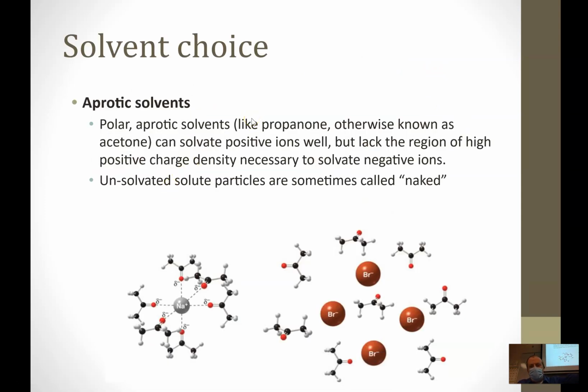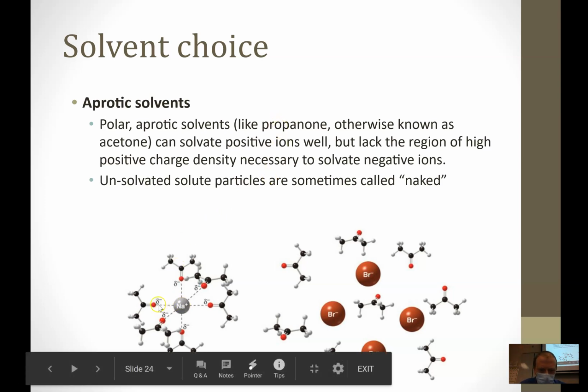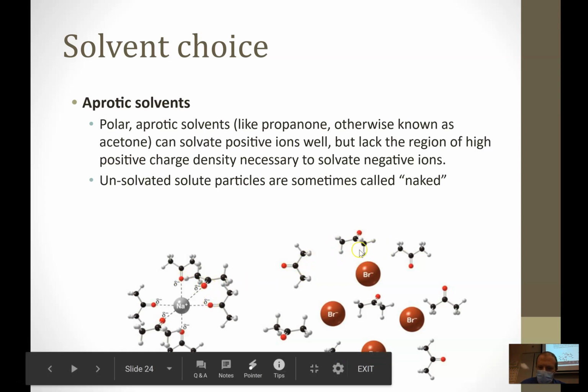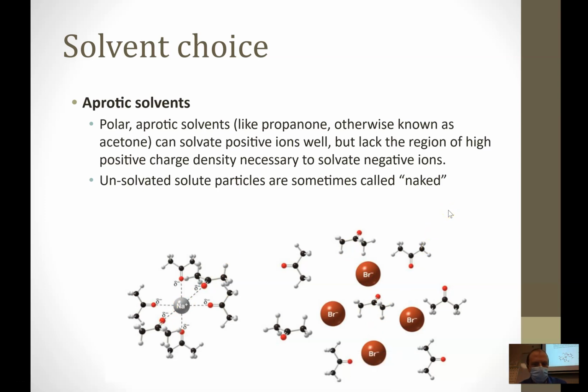So aprotic solvents. A common aprotic solvent might be propanone, which is more commonly called acetone. Here we have the sodium ions, and this is the oxygen on the ketone. They can do a pretty good job of solvating positive ions because the oxygen can approach pretty closely, but they don't have a really strongly positive area that can very closely approach these bromines. So good job solvating the positive ions, not as good a job solvating the negative ions in general.